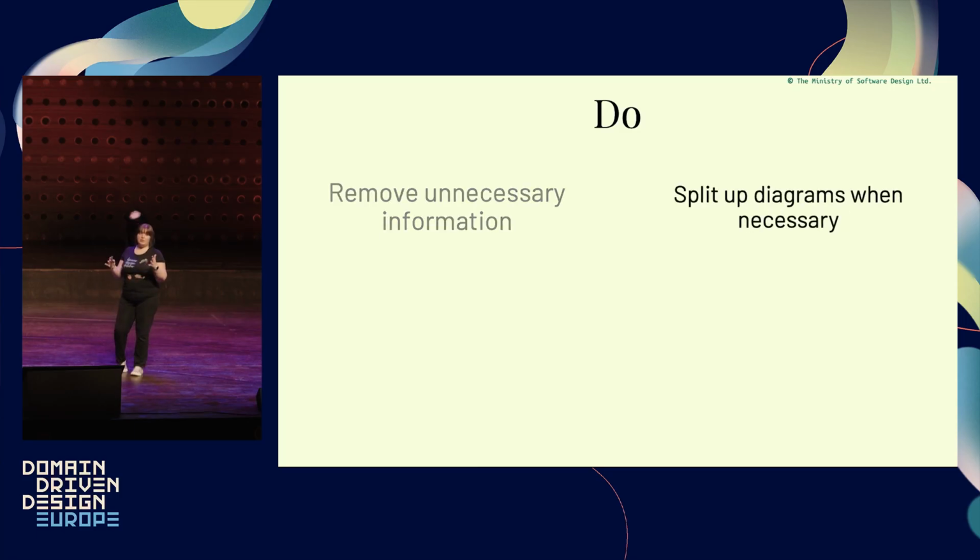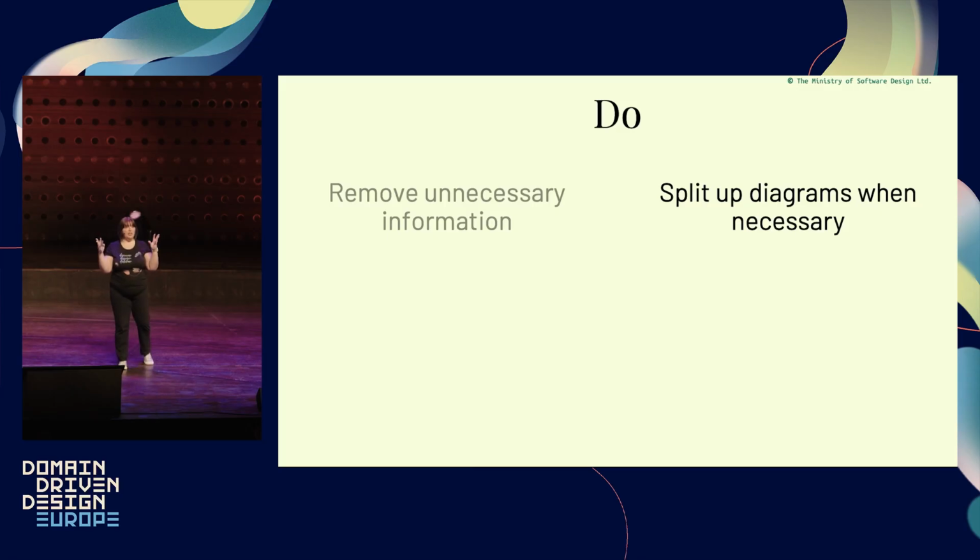You can split up diagrams where necessary. Sometimes you've just got too much information. Maybe you've got one service in your distributed system that everything else talks to. Take that service out, create a separate diagram with that service in the middle, and put everything around it. Put a note on the first diagram to say that you have done that, like a little sticky note square or something like that.